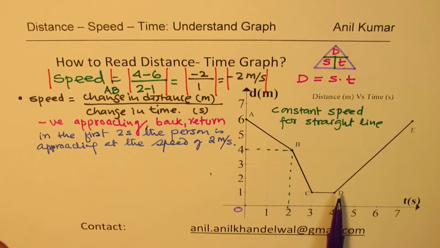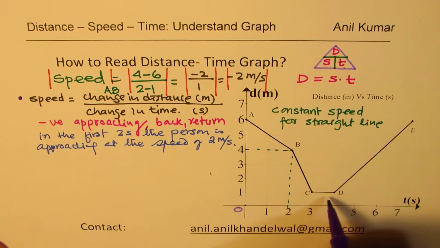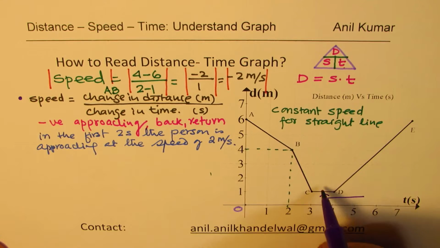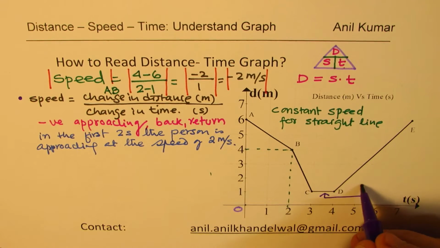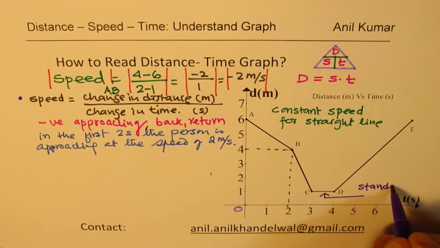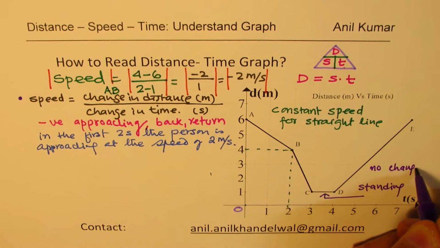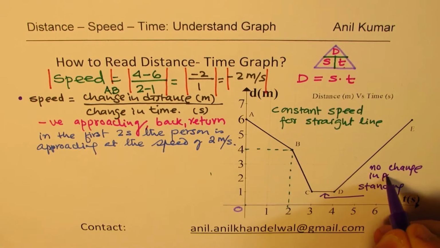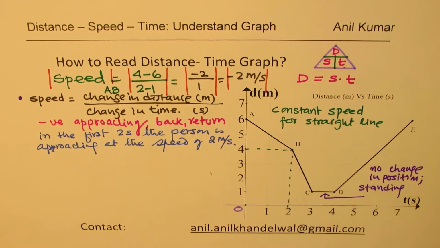What happens from C to D? Well, if the distance is not changing, it means what? This means he is not walking, right? He is at a point, standing. Do you see? There is no change in position. So when you describe, you could describe this position as standing. You get the idea, right? So that is how you have to use different words to explain the given situation.